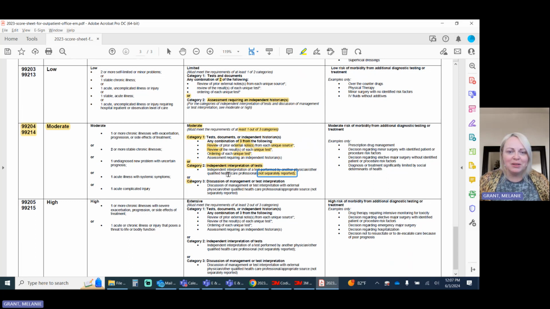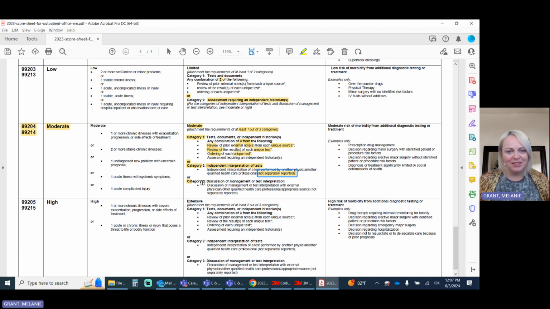Now that independent interpretation, you'll see this a lot when you have patients that are sent out for x-rays, where radiology has done the x-ray, a radiologist has reviewed and provided back the results, and the provider wants to look at it and make their own interpretation or compare it to another x-ray that maybe they got that same day.